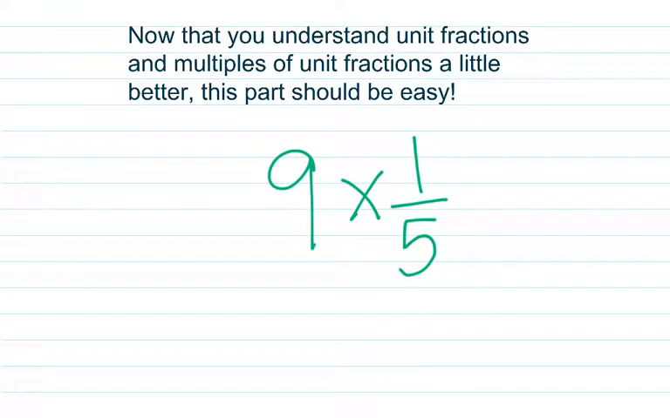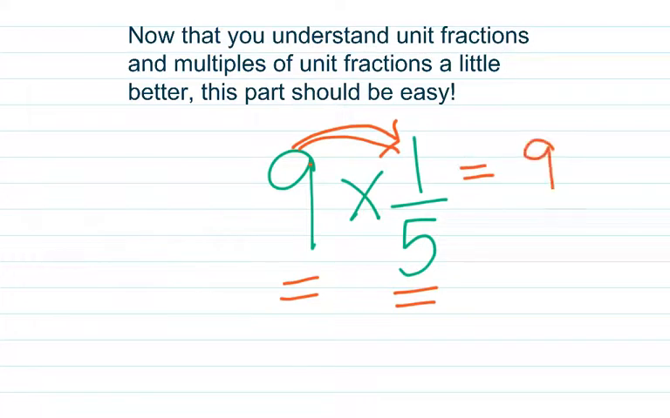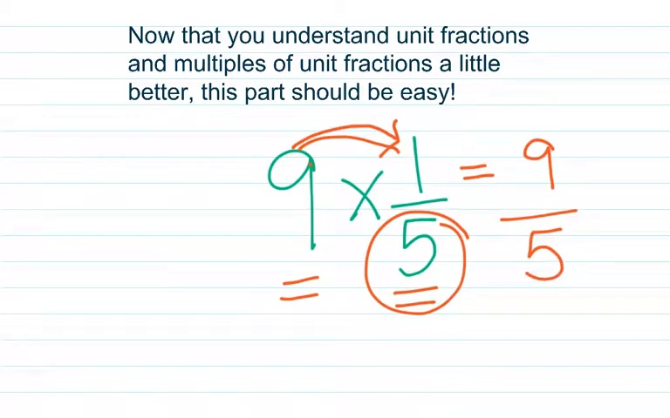Now that you have already written your own multiplication problems using a whole number and a unit fraction, this part should be simple. I'm going to ask you to solve the multiplication problems that I give you, taking the whole number times the unit fraction. So in this example here, 9 times 1 equals 9. The denominator stays the same. So 9 times 1/5 is 9/5.